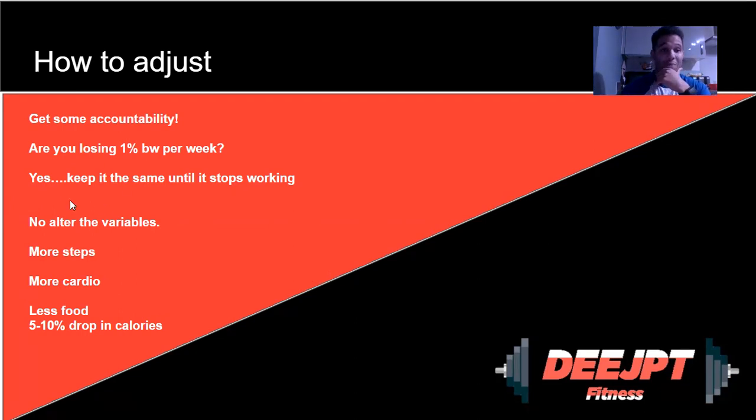And then the question you want to be asking is, are you making progress? Are you losing 1% body weight per week? If the answer is yes, keep it the same until it stops working. If the answer is no, you need to alter one of the variables. So either more steps, more cardio, or less food. That is essentially coaching in a nutshell. The difference is when you work with a coach, they've probably helped more people get to where you want to be, and therefore they've been through the struggles with them for themselves as well as others, and will know how to overcome those obstacles for you.